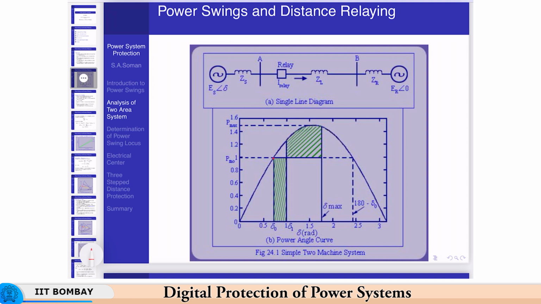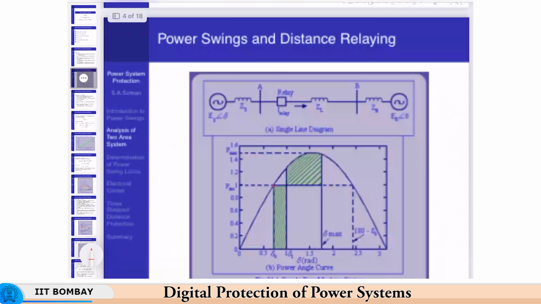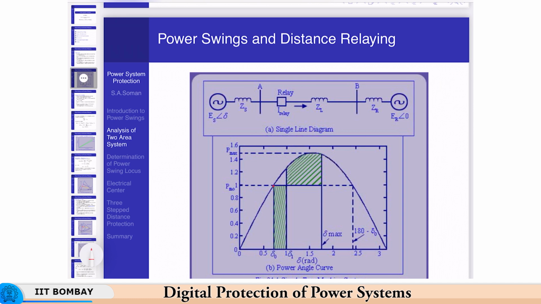So, if you remember the equation here, it is 2H by omega, d2 delta by dt2 is equal to Pm minus Pe. The initial mechanical input is Pm naught, and Pe has gone to 0. So, what happens is that the machine will start accelerating and the delta will go on increasing. Till what time? Till delta 1 or delta clearing, wherever the fault is cleared.